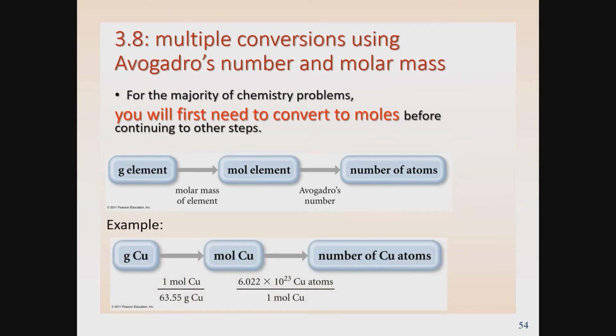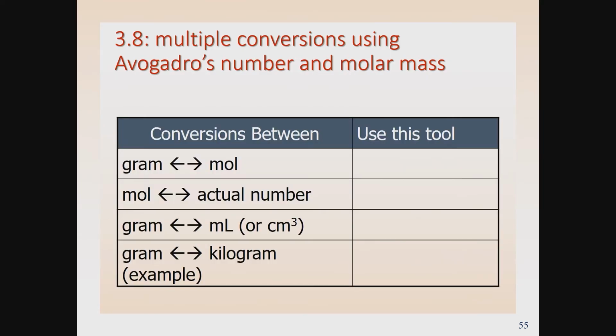So for example, let's say you're given a mass of copper in grams. And what you want to do is maybe convert that all the way to the number of copper atoms. So a good thing to do is to convert grams of copper to moles of copper. And then once you've done that, convert moles of copper to the number of copper atoms. So you're going to need a few tools to make these conversions. You already know about the gram to mole relationship, which is called molar mass. And you now know the mole to actual number of atoms or molecules. It would be atoms in the case of an element. This is called Avogadro's number.